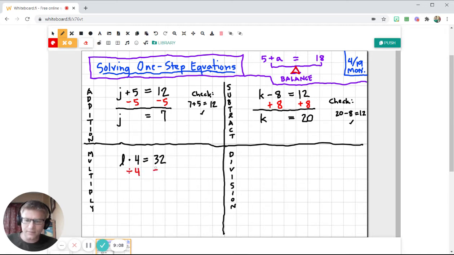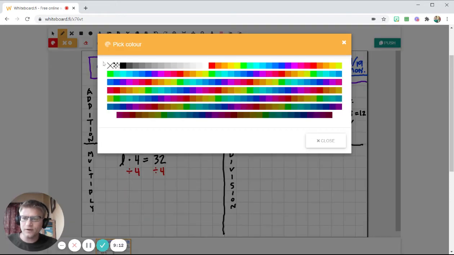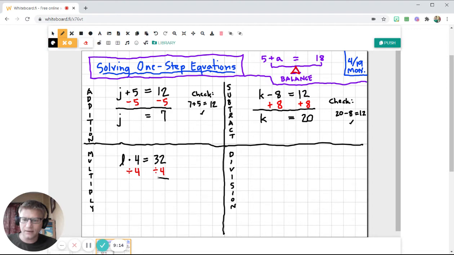And over here, because it's on the same side, on the other side I have to do the same thing. I divide by 4. I come back, I draw my line, right? And now notice, this is a multiplication problem, but what do I do? I do the opposite. I divide. So 4 divided by 4 would give me 1. And this is a little tricky. So this is 1. This is my L.